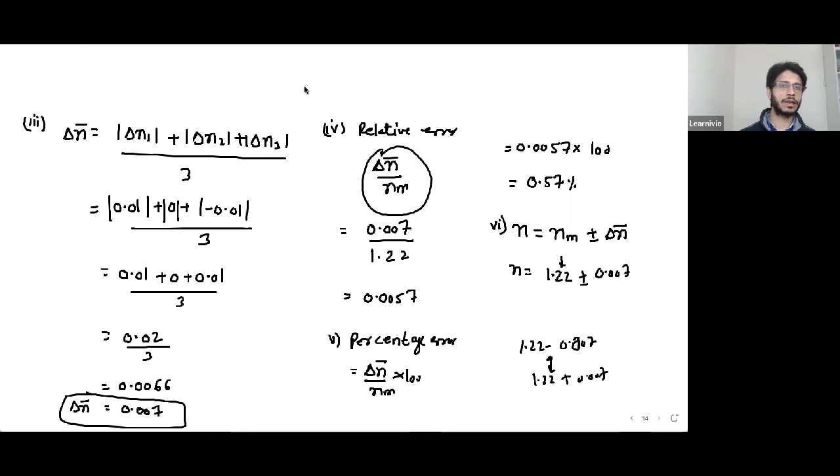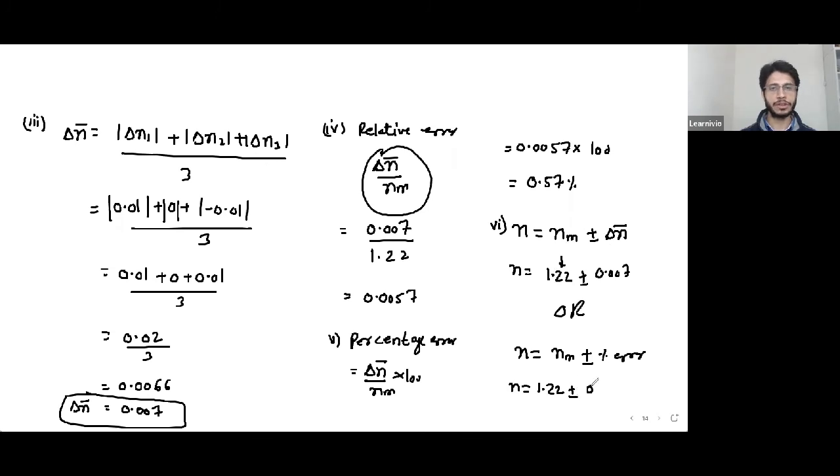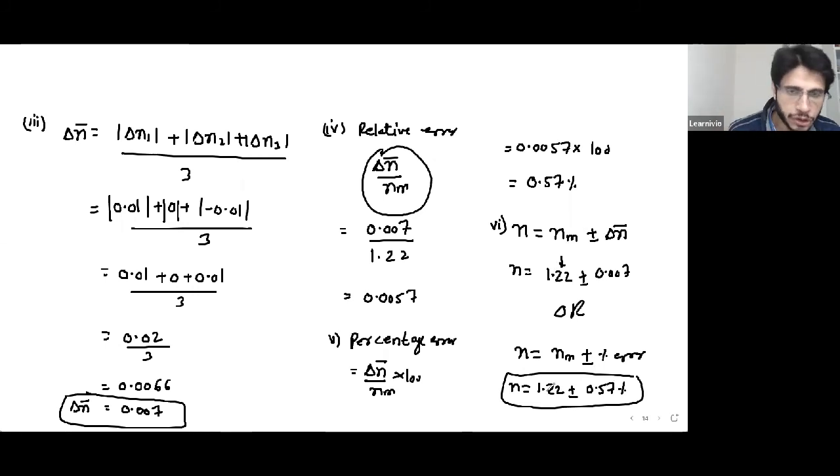So whenever he asks you to calculate answer with error limit, you can express that answer in one of the two ways. The first way is this, mean value plus minus mean absolute error. Or you can write this as mean value plus minus percentage error. So mean value is 1.22, percentage error is 0.57%. So this means you have measured this value, but it can have a 0.57% of percentage error, either plus or minus. Means your value could be 0.57% greater than 1.22, or it could be 0.57% less than 1.22.